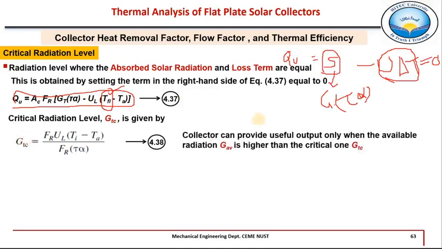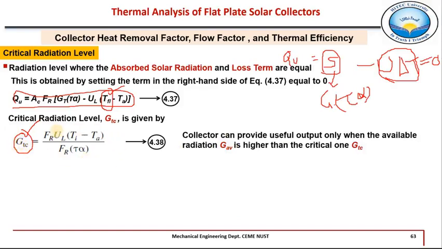Right. So the collector can provide useful output only when the available radiation, G available, is higher than this value. Our available solar radiation should be greater than this value, because this is the critical radiation. It is the minimum at which QU is 0. So the available solar radiation must be greater than the value given by this term to have some useful output, QU. QU will be greater than 0 only when the available solar radiation is greater than this value.